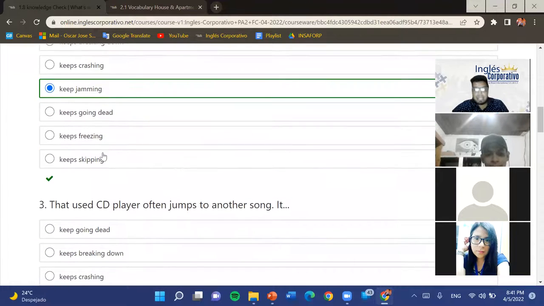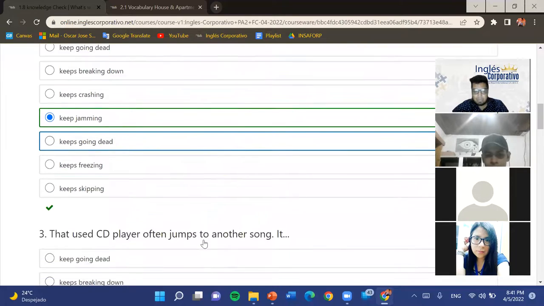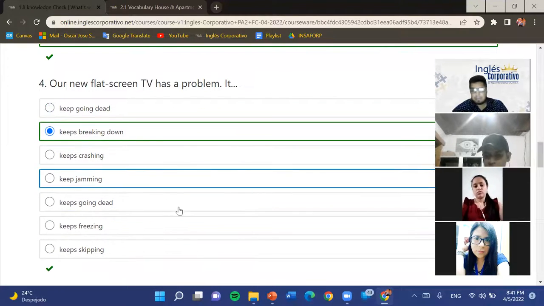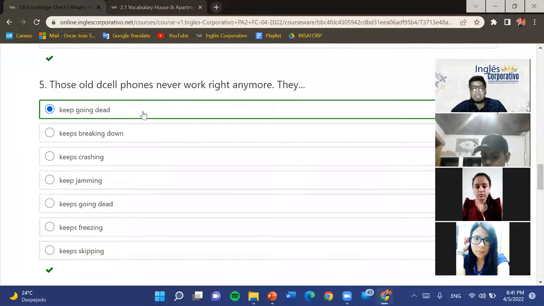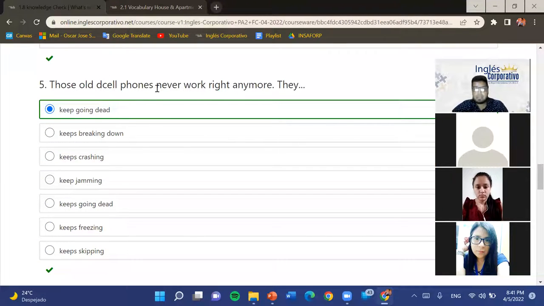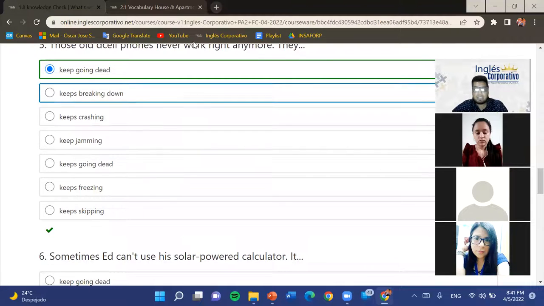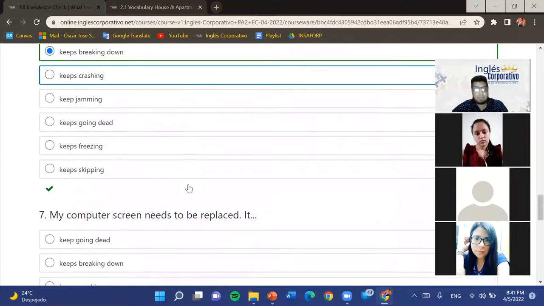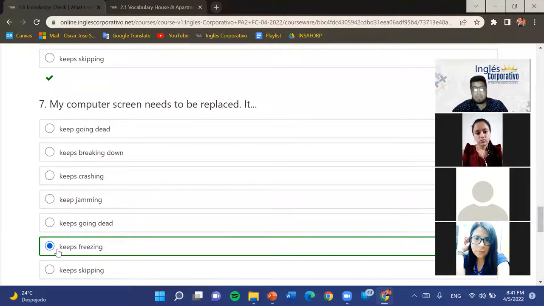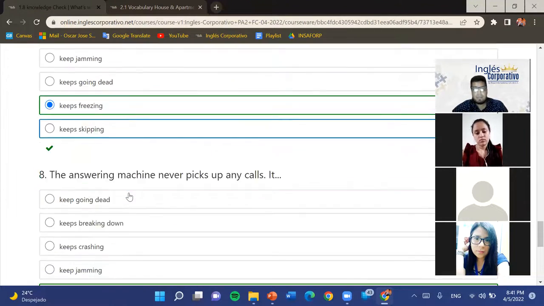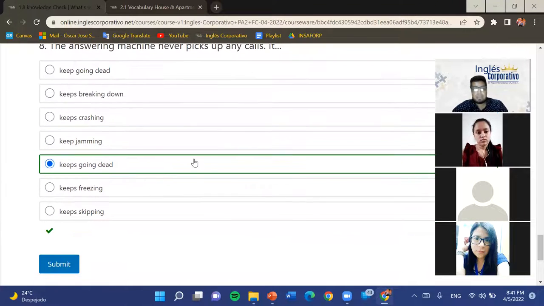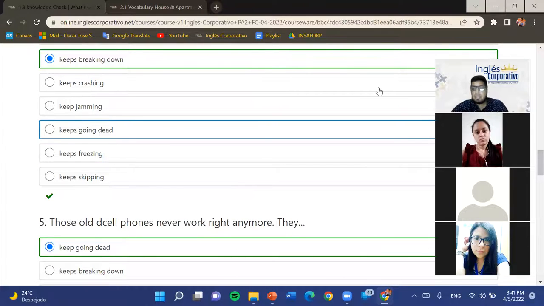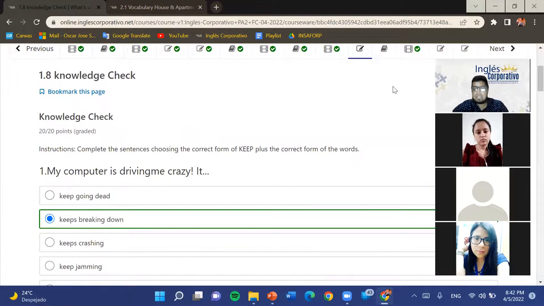Then we have keeps jamming as the second one. In the third one, keeps skipping. Fourth one, keeps breaking down once again. Fifth one, keep going dead, because we're talking about the old cell phones, so it's a plural noun. Then we have keeps breaking down for the calculator. For my computer, once again, keeps freezing. And the answering machine is keeps going dead. All right, so those are the ones we needed to solve in this area.